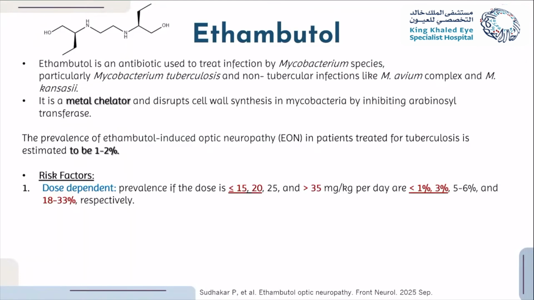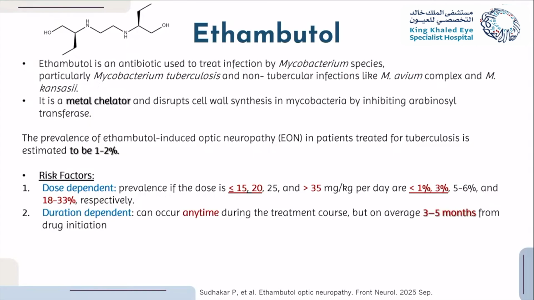include the dose. Once we increase the dose, the prevalence of the toxicity will increase. The normal dose is 15 to 20 milligrams per kg per day, and it's associated with 1 to 3%. With higher doses, which will be used for MAC infection, Mycobacterium avium complex infection, there will be a higher risk of toxicity. The duration also matters; it can occur anytime during the treatment course, but the average is between 3 to 5 months.